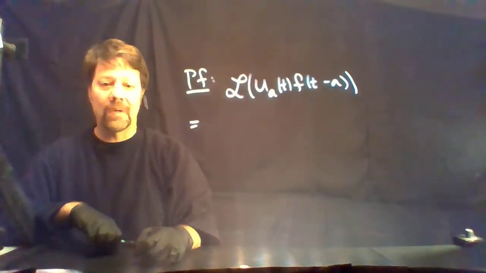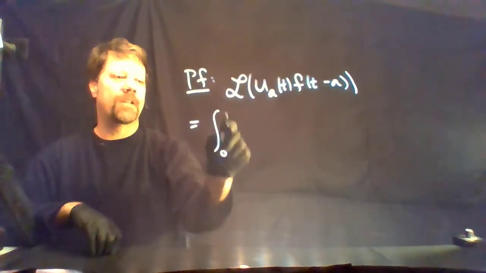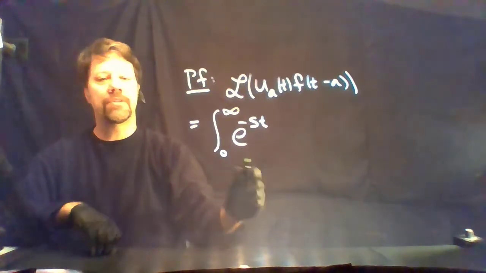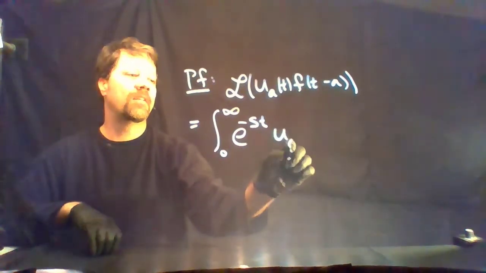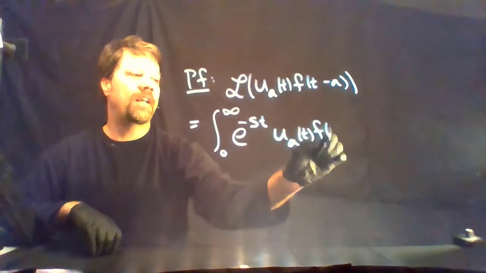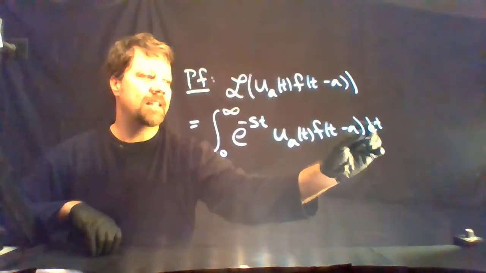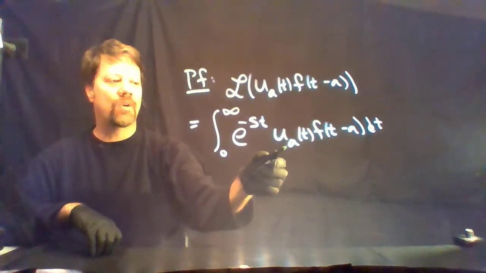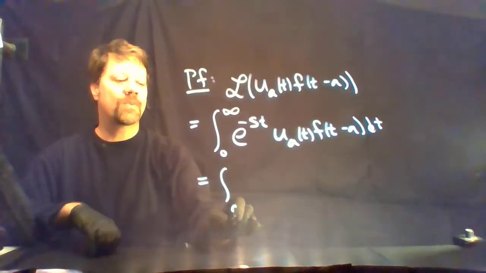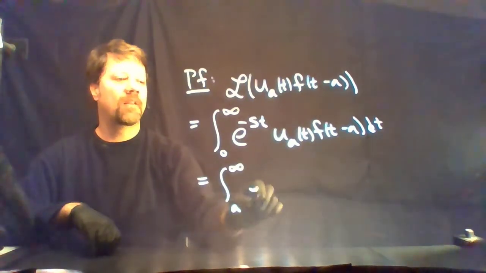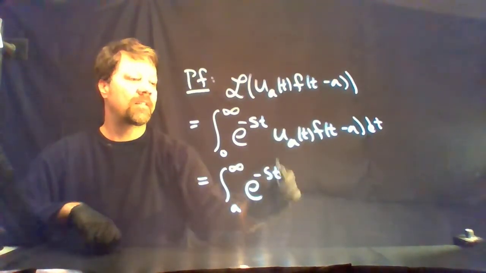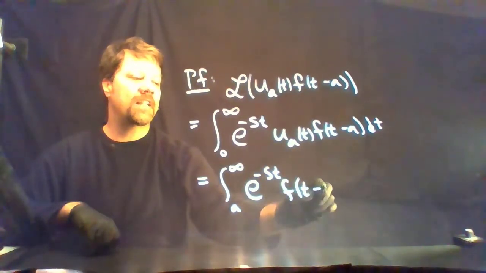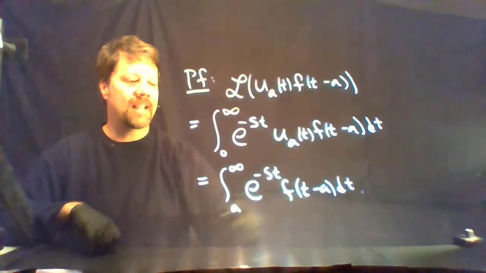The only thing we have to go on is the definition of the Laplace transform. So we're going to write this as the integral from 0 to infinity, e to the minus st, u_a of t, f of t minus a, dt. Now, again, because the step function is 0 until you get to a, you may as well start your integral at a. And in that case, after a, u is 1, and so you just get f of t minus a dt.